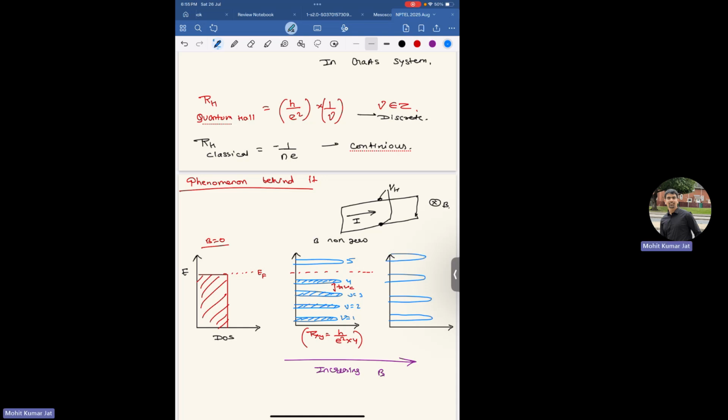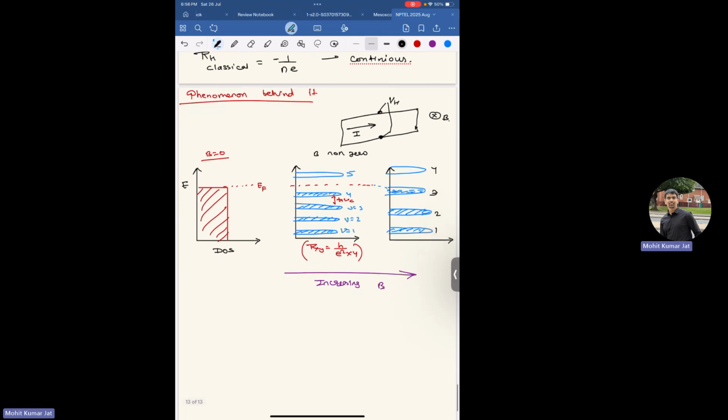So if this is your Landau level, then half of this Landau level will be filled maybe. If I take the Fermi level to be this only, and this one will be filled. So here you will be having 1, 2, 3, and the fourth will be empty, 3 will be half empty kind of thing, Fermi level.